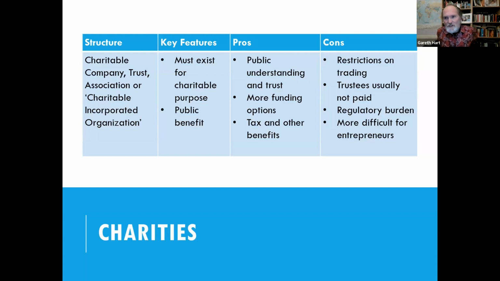So a key feature of a charity is that it must exist for charitable purpose, and it must show public benefit in what it does. So what does that even mean? Well, a charitable purpose is really quite strictly defined. There are 13 charitable purposes, things like relief of poverty, promotion of education, recreation, and conservation, wildlife and environmental causes are covered in there.